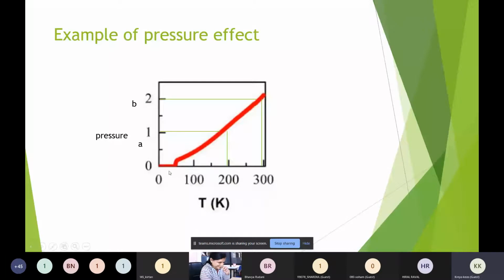We have a simple example, a general example for easy understanding. Here at position A, when the pressure is 1, the critical temperature is 100. Position B, when the pressure is 2, the critical temperature is 300. So from this example, we can see that increase in the pressure leads to increase in the critical temperature, and decrease in the pressure leads to decrease in critical temperature. This is all for the isotopic effect and pressure effect. Thank you.